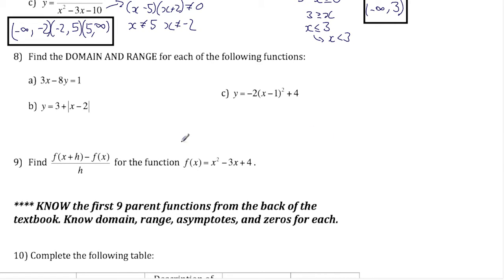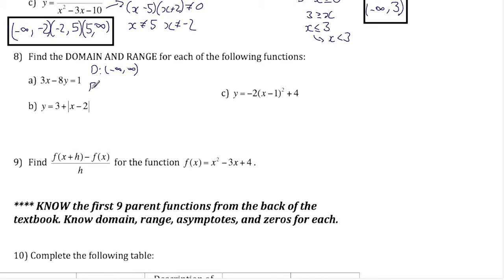All right, domain and range for these problems. You could work this out a whole bunch of different ways, but this is standard form of a line. And for a line, the domain is just going to be negative infinity to positive infinity. Done deal. Same with the range. It's a line. It goes on forever.